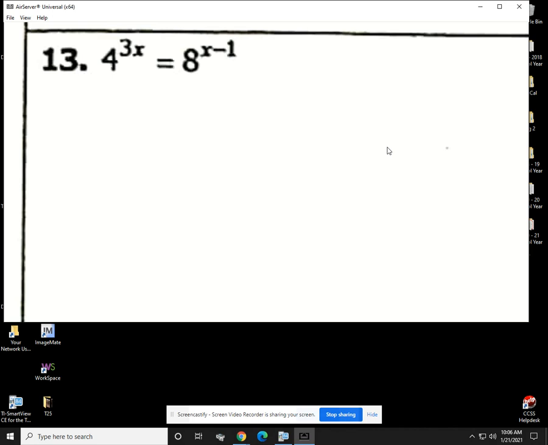So I'm going to change this 4 to what? 2 squared. Don't forget about the 3x already there. I'm going to make this 8 a 2 cubed. And again, don't forget about the x minus 1 that's there. Now, did I make my bases the same? So drop them off. They're gone. What's left on the left side? 6x, right? 2 times 3x, 6x. Equals, what's left on the right side? 3x minus 3, right? 3 times x, 3x. 3 times negative 1, negative 3.